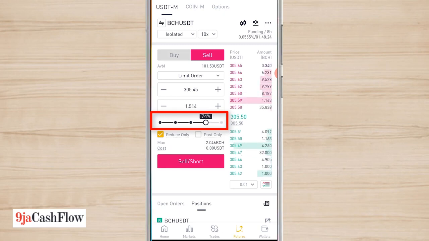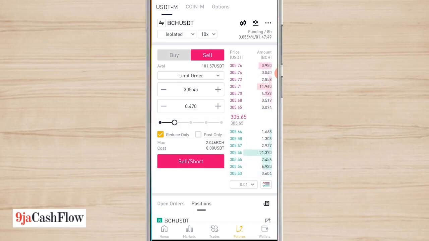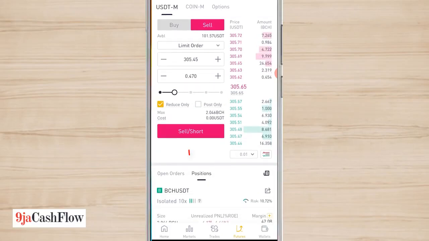But make sure that you don't drag this scroll to 100% and use 100% of your capital on this isolated trade. No, just 25%. 25% is fine. Sometimes I use 50%, but it's rare. I use 25%, so I know that for this trade I'll be using 25% of my capital, and I'll be able to place a trade of 0.47 Bitcoin Cash. You understand? Then I'll click on sell short.